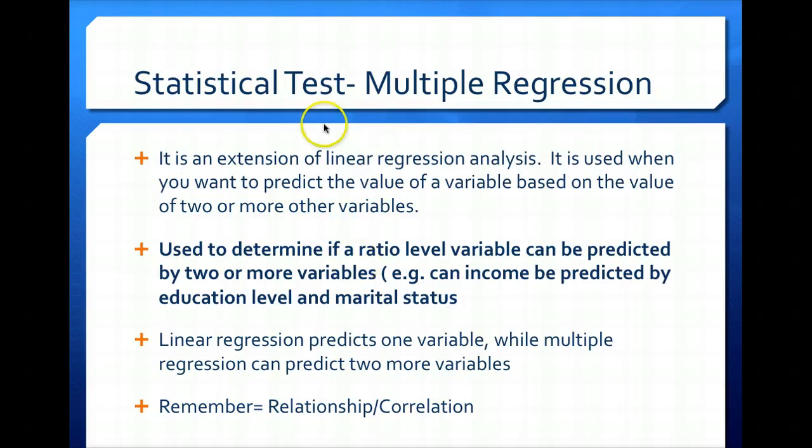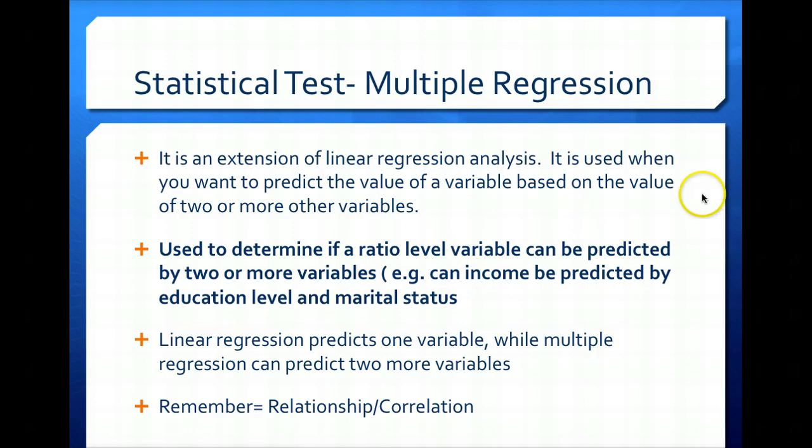All right, so the next one that we're going to talk about is multiple regression. This is an extension of linear regression, and it's used when you want to predict the value of a variable based on the value of two or more other variables. Now, again, I'm going to bold out so you understand. It's used to determine if a ratio level variable can be predicted by two or more variables.